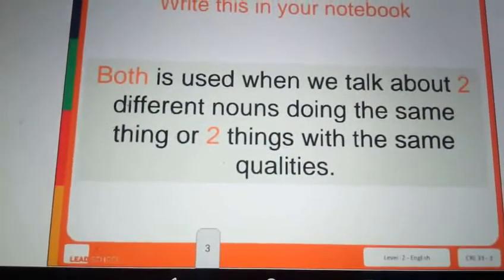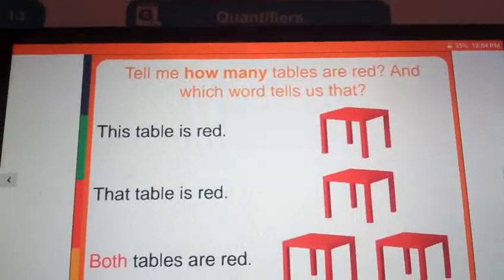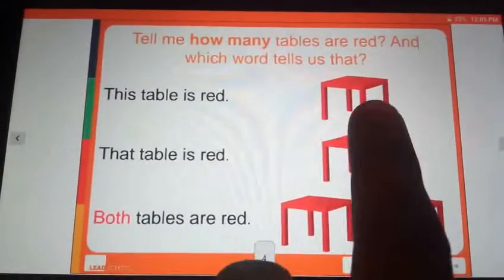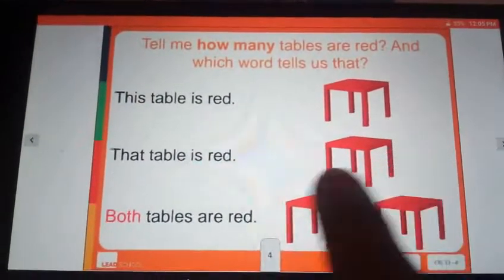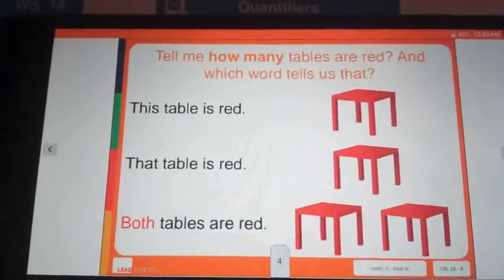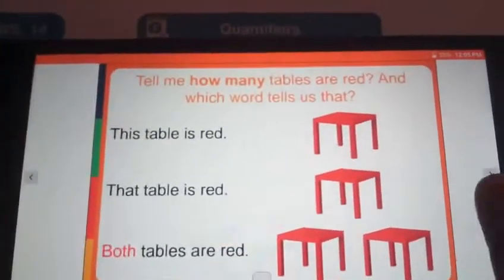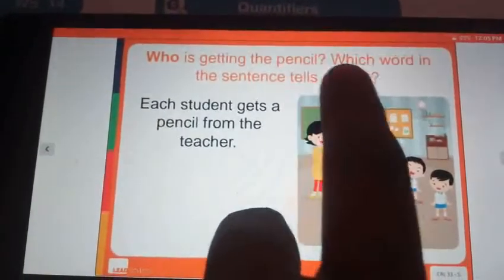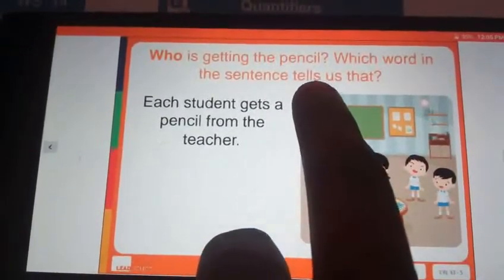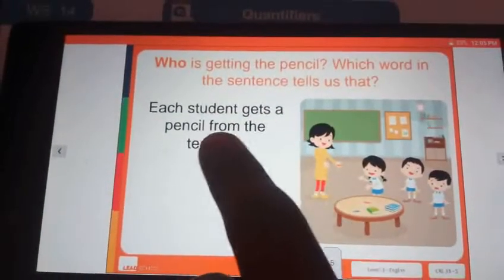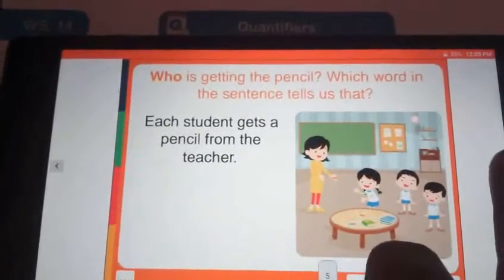Tell me how many tables are red and which word tells us that. The table is red. That table is red. Both tables are red. So which word? Yes, both, right? Yes. Who is getting the pencil? Which word tells us that? Each student gets a pencil from the teacher.